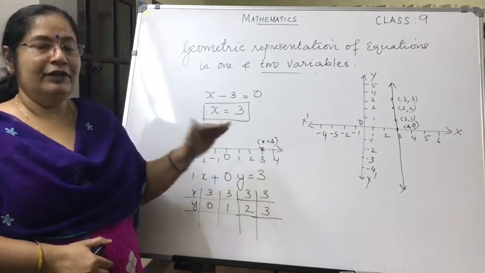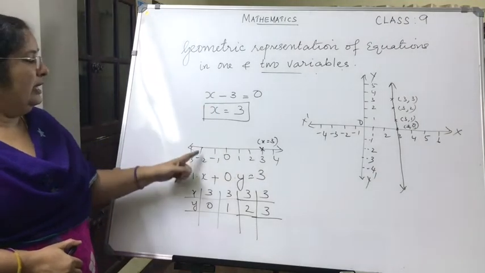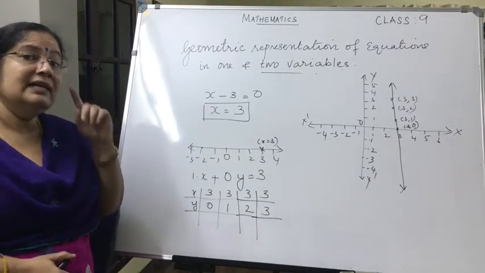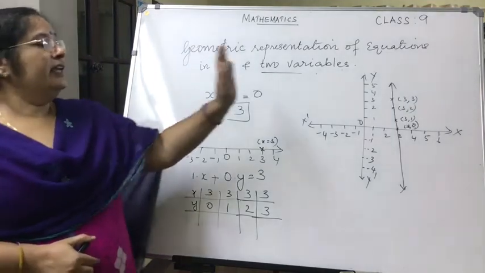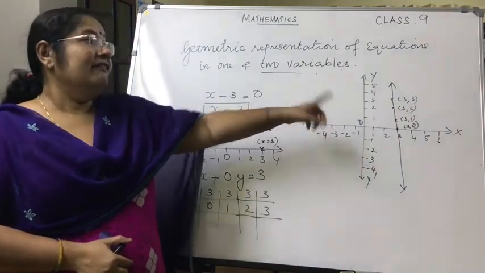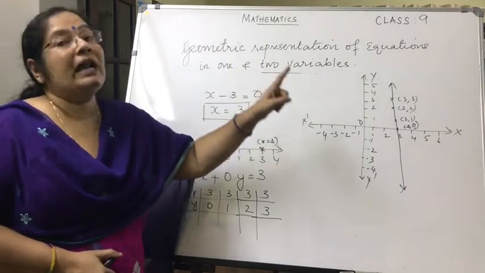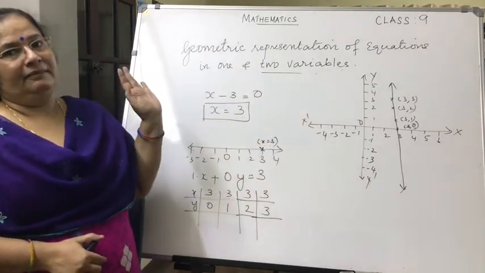Is that clear for you? In two variables, how is the representation? In one variable, how is the representation? In one variable, it will be represented only as a number line. And in two variables, it is represented like this. When the value of x is given, x is something means it will be parallel to the y-axis.